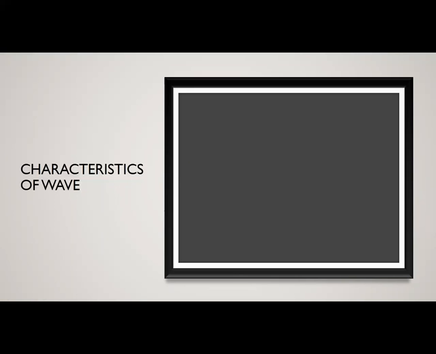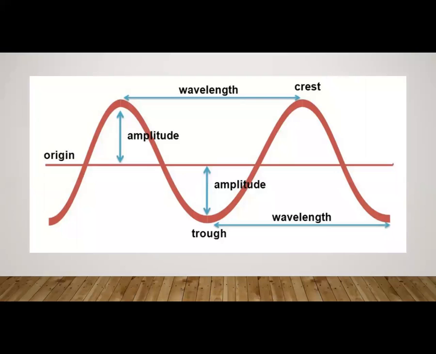Next are the characteristics of a wave: A, wavelength, B, amplitude, and C, frequency. So wavelength refers to the length of one complete wave. So this is the wavelength. It can be measured from crest to crest or trough to trough. This is symbolized by the Greek letter lambda. Next, amplitude. Amplitude refers to the height of the wave. So this is the height of the wave, which is called amplitude.